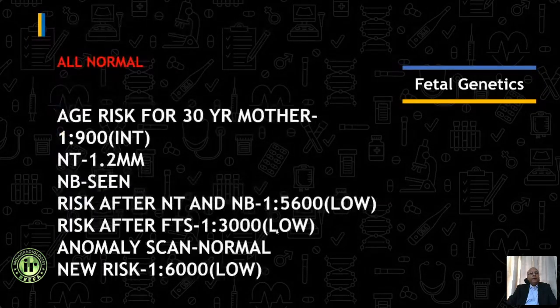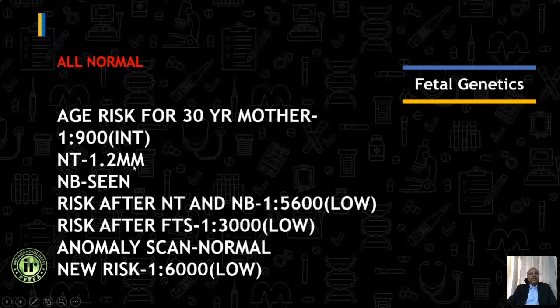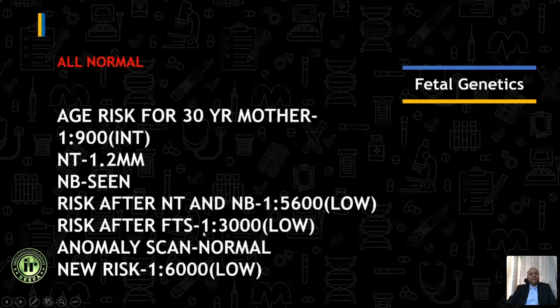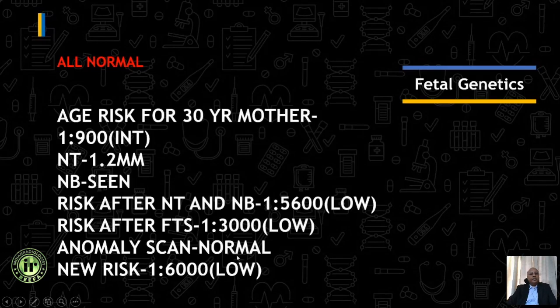Now let us see certain examples which quickly will make us understand how to calculate the risk. So here we have a 30-year-old mother who walks in with a risk of 1 in 900, which is intermediate. After the NT scan, her risk falls to 1 in 5,600. Then we send her for double marker test, which is normal, so her risk falls to 1 in 3,000. And her anomaly scan is normal, so her new risk is 1 in 6,000. So this is the scenario when all the parameters we have used are normal.